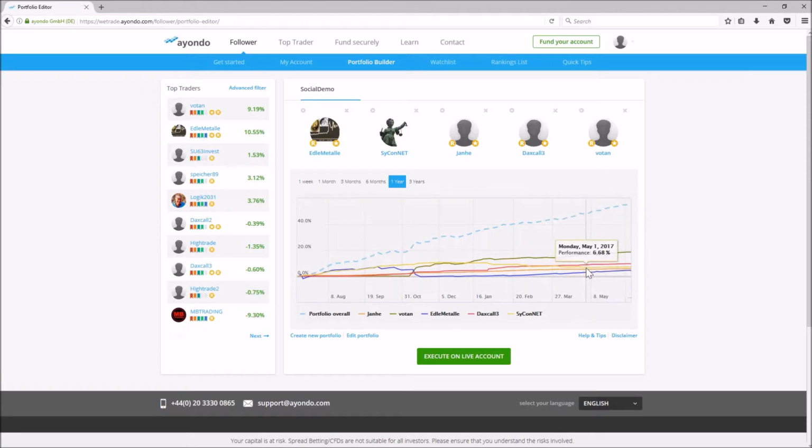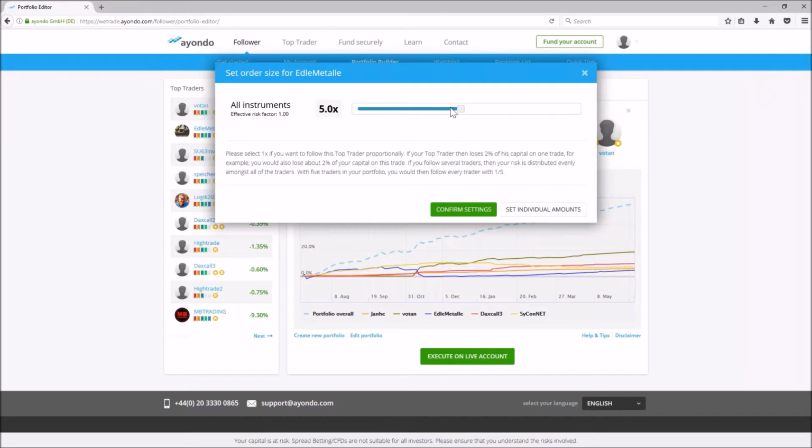And down here we have all of their individual performances. But there's a first level of risk control that we can do now, because if I had just one trader in my portfolio, I can choose what size to follow him or her at. So if they risk losing, for example, 2% of their account on a trade, their stop loss means they'd lose 2% of their account, the trade can be done on my account at the same size, a slightly smaller size, or a bigger size. So I can vary from trader to trader how big my trades are in relation to their trade. So for example, if we go to Edel Metal, we click on settings, we have this slider here where we can move up and down what size we're following these traders.